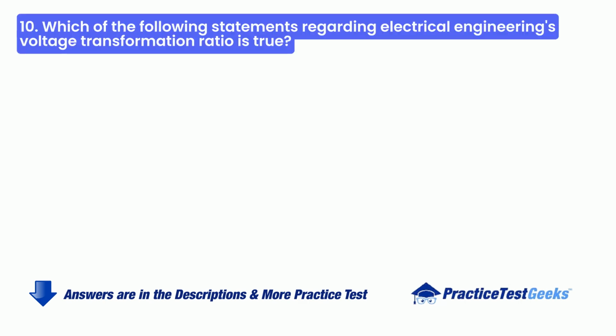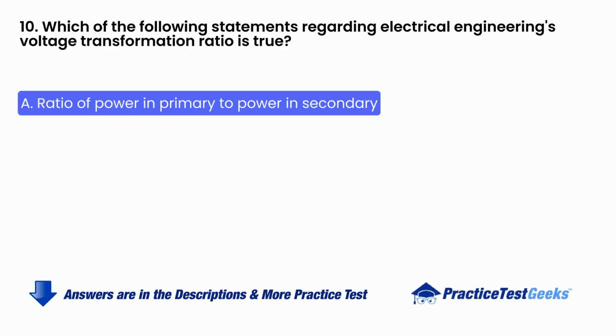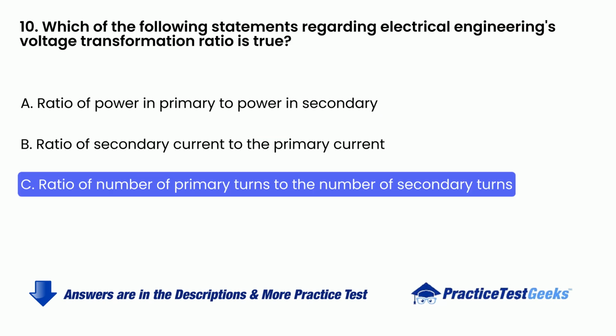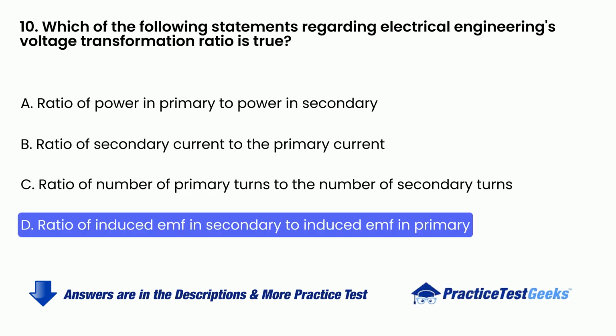Which of the following statements regarding electrical engineering's voltage transformation ratio is true? Ratio of power in primary to power in secondary. Ratio of secondary current to the primary current. Ratio of number of primary turns to the number of secondary turns. Ratio of induced EMF in secondary to induced EMF in primary.